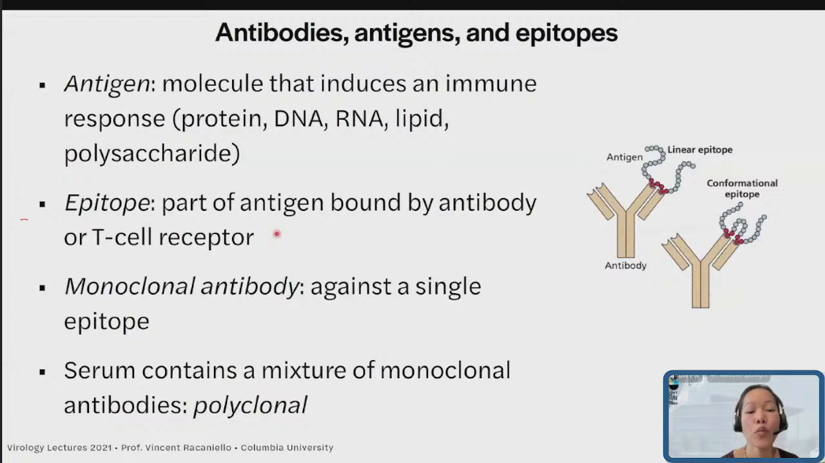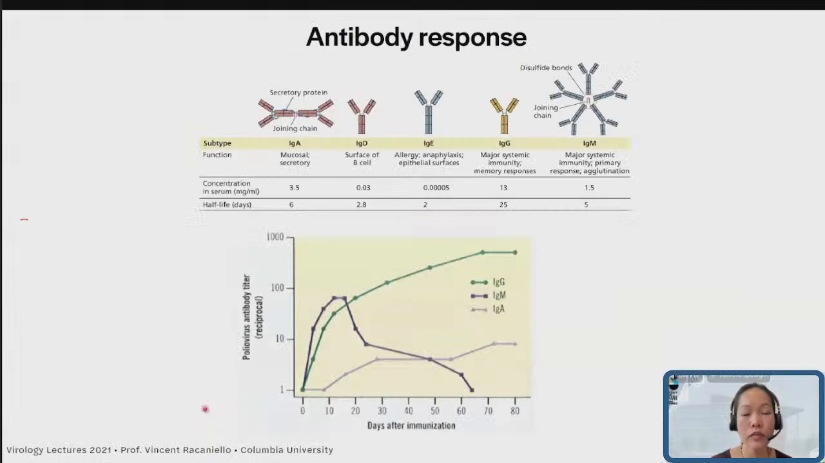And then whenever we produce antibodies, in our serum, marami tayong monoclonal antibodies. And yung mga monoclonal antibodies natin, specific yun to particular infections. But whenever we produce, it's also possible to isolate or separate yung monoclonal antibodies. And monoclonals are against a single epitope. So yung binding, pwede siyang binding sa linear epitope, pwede din siyang conformational epitope. So mayroon tayong iba-ibang antibodies. And iba-iba rin yung responses ng antibody natin.